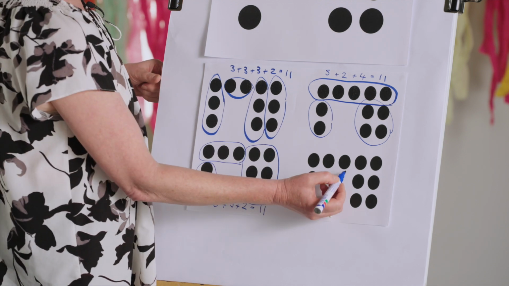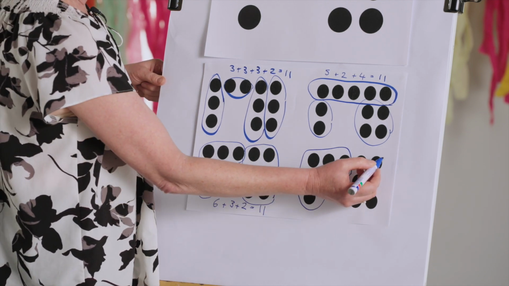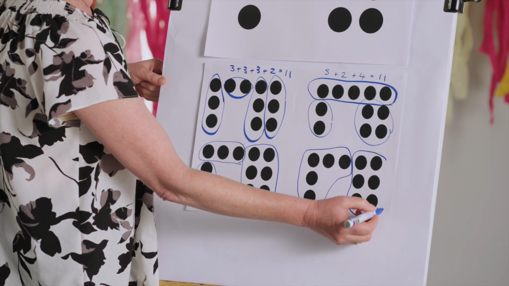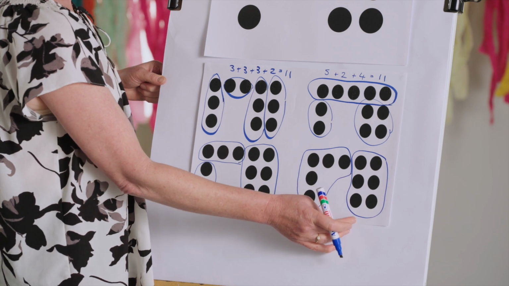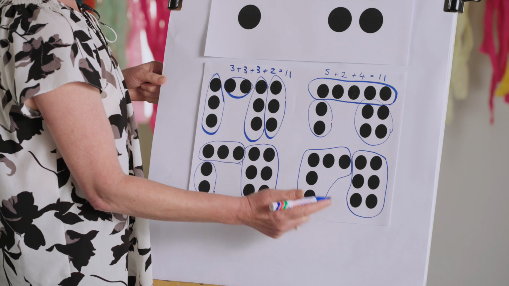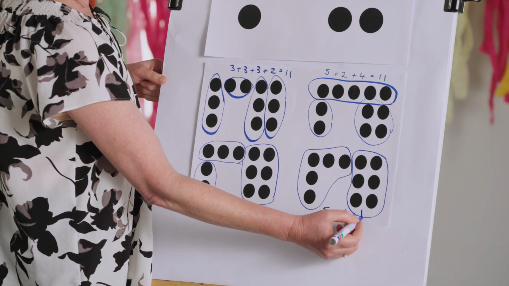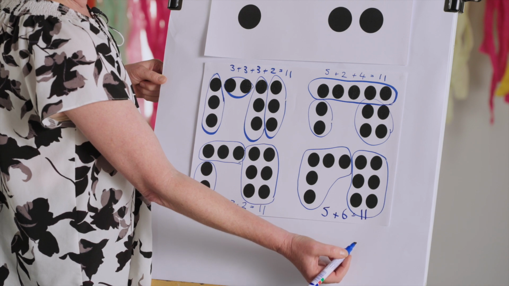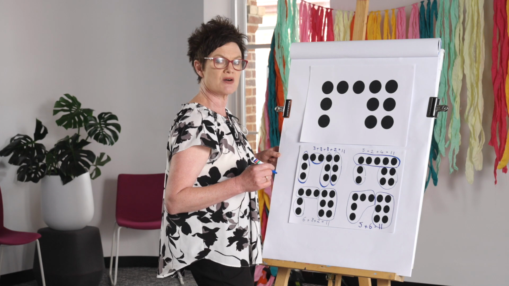I might do something a little bit tricky and try and find 2 groups within here. What are these 2 groups? This one's very easily recognized as a 3 and 3 makes 6. And now I have a 3 and a 2. 3 and 2 will give me a 5. So 5 and 6 will make 11. And that, my friends, are 4 different ways you can subitize these dots.